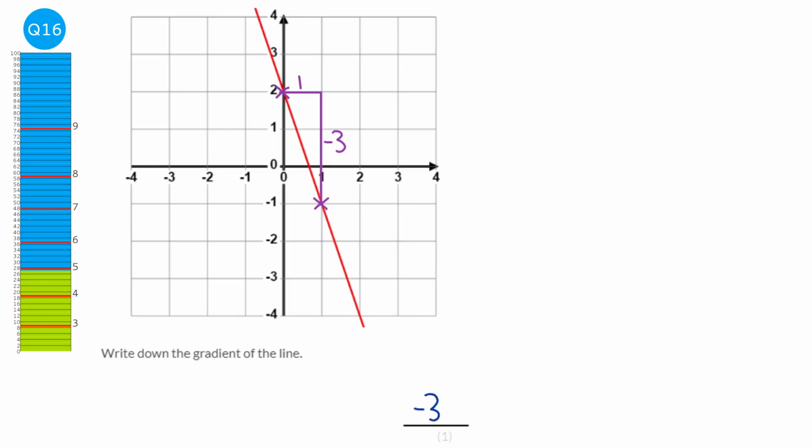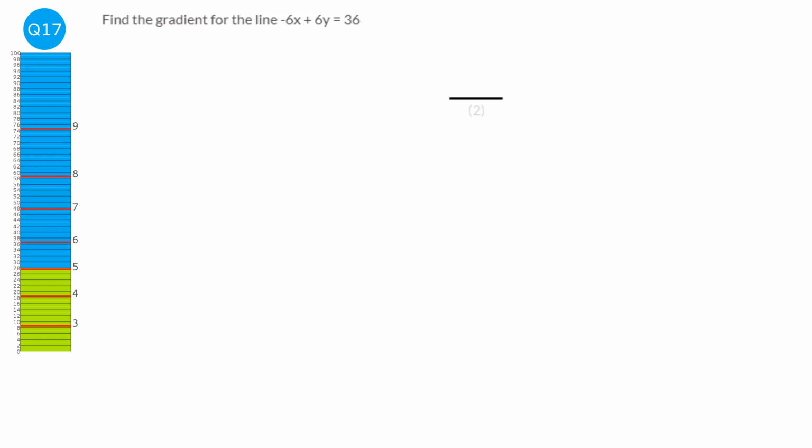So the gradient, a different definition of it, is how far up we go when we go 1 to the right. So here we've gone 3 down, so it's going to be minus 3. So to find the gradient, we need the formula, or the equation, in the form y equals mx plus c. And the m there will give us what the gradient is. So we're just going to be rearranging this equation.